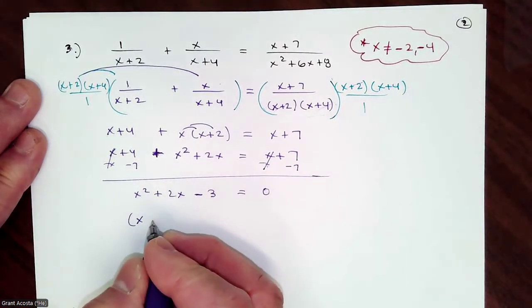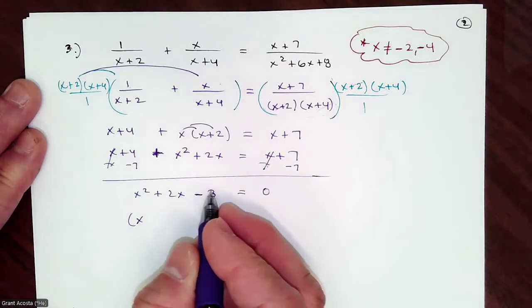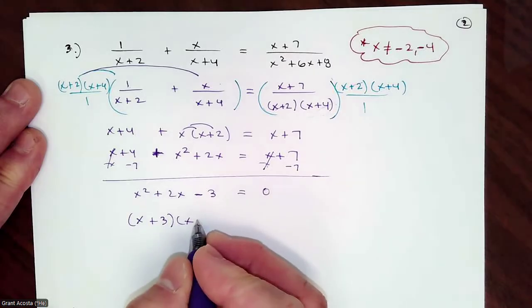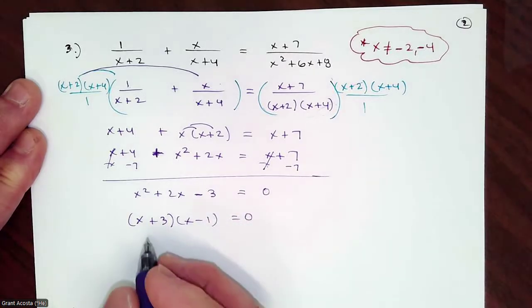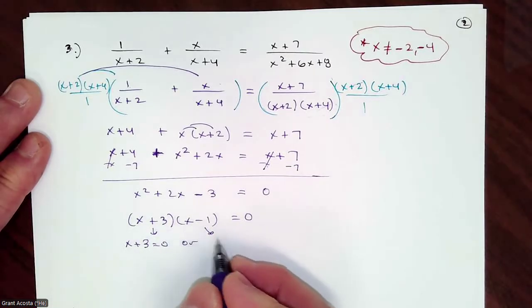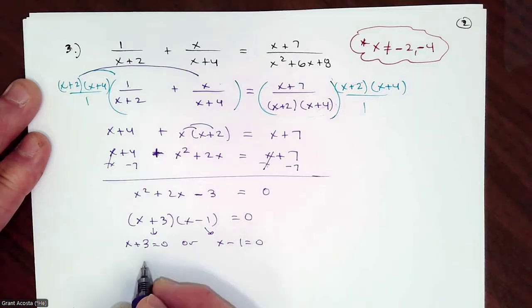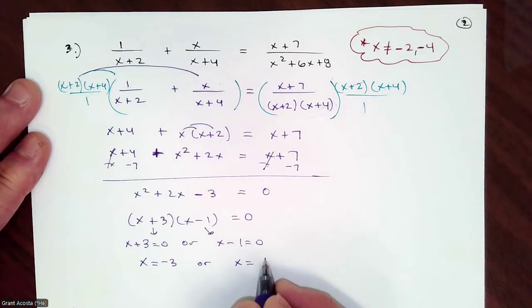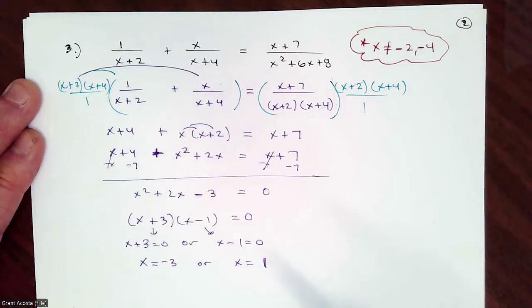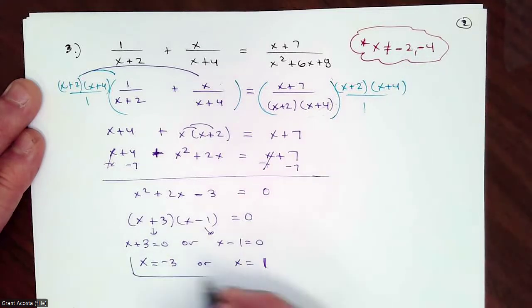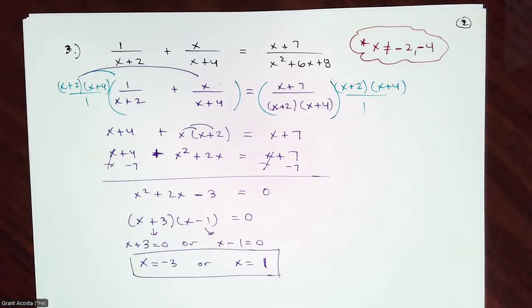This factors, multiplies to negative 3, adds to 2, that would be positive 3 minus 1. And with the zero product property, to get two answers, I'm going to set this one equal to 0, or x minus 1 is equal to 0. This gives me negative 3, or x is equal to positive 1. And both of those are allowed values, so those would be our two answers.